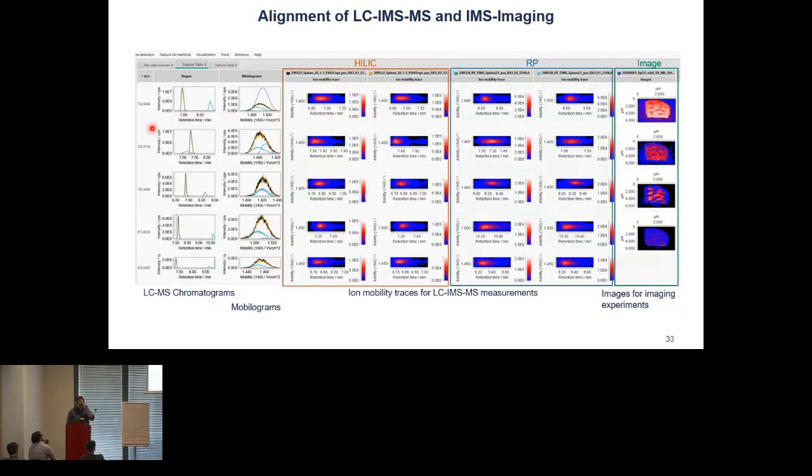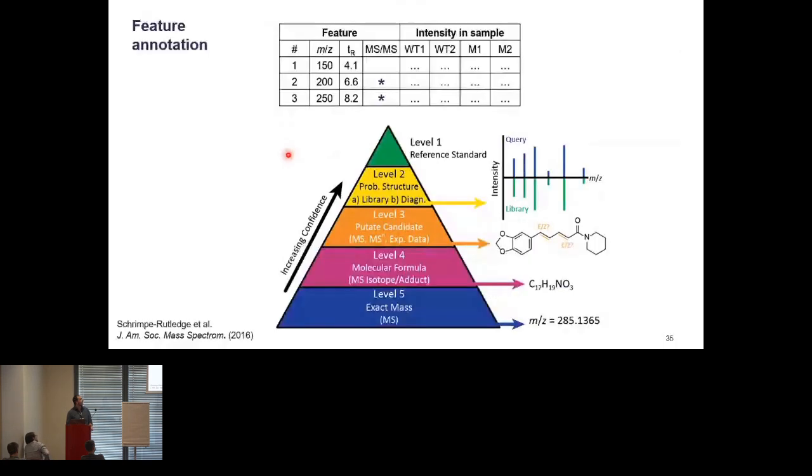And now in the last part of my talk, I want to talk more about annotation, and specifically spectral libraries. So you have probably seen some diagrams like this in metabolomics, which summarize the level of confidence that you can have in your annotations, starting from the lowest confidence where you only know the exact mass, and going up to high confidence where you have confirmed your compounds with the reference standards.